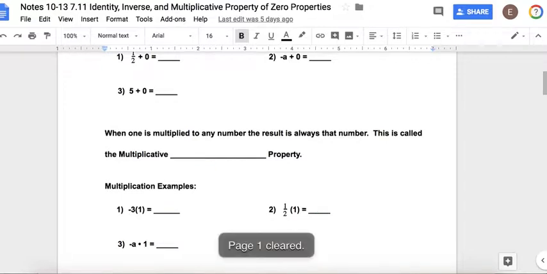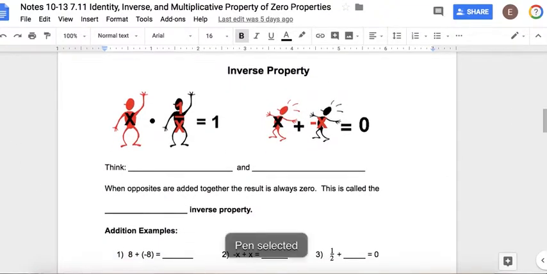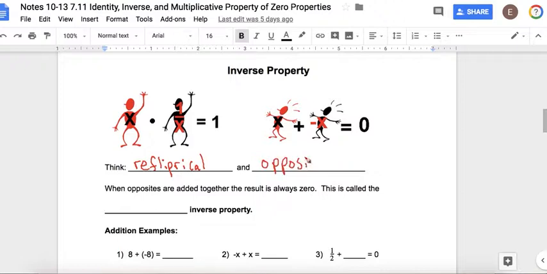Okay, let's turn the page. And now we're going to look at the inverse property. So this one says x times 1 over x equals 1. So I want you to think reciprocal, because this is a reciprocal here. So we're going to think reciprocal to remember to flip it. Reciprocal. Now this one is adding opposites, so x plus negative x equals 0, so we're going to think opposites.